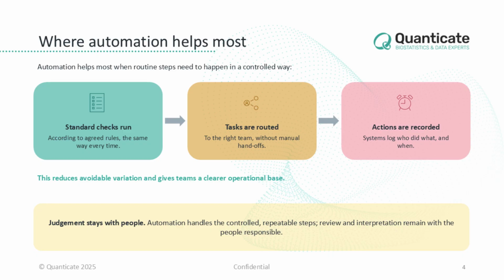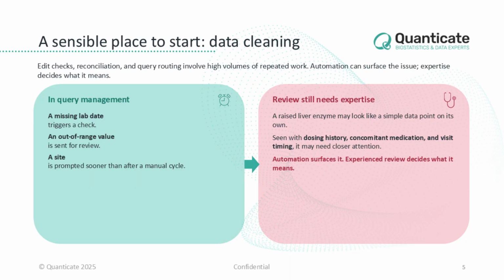Standard checks can run according to agreed rules, tasks can be routed to the right team, and systems can record who did what and when. This can reduce avoidable variation and give teams a clearer operational base while leaving judgment with the people responsible for review. Data cleaning is often a sensible place to start.